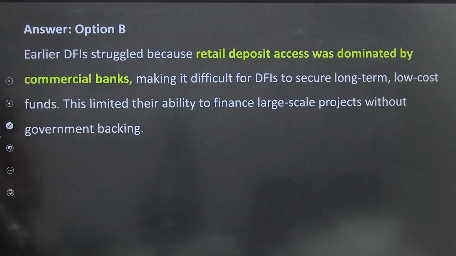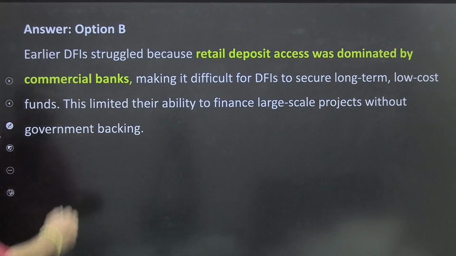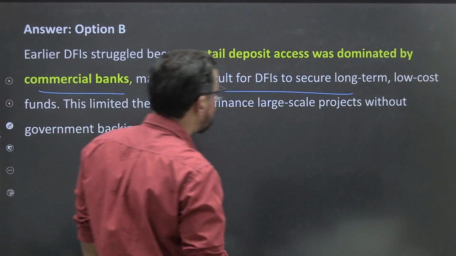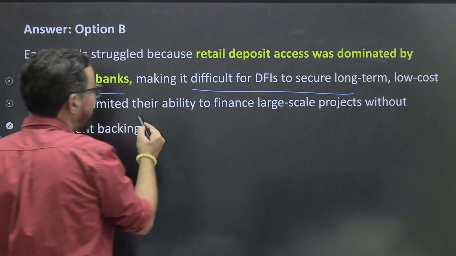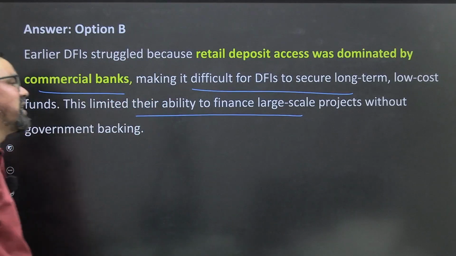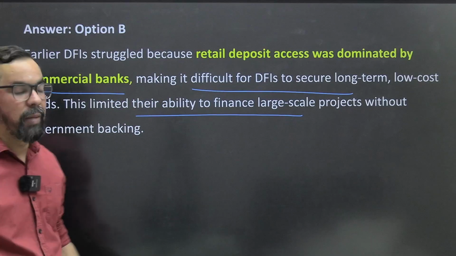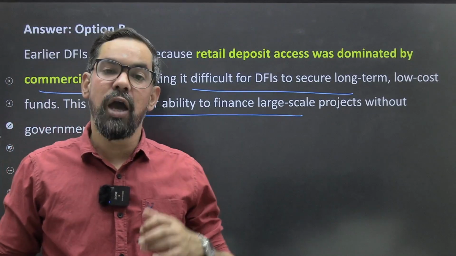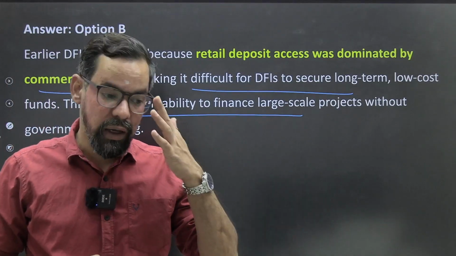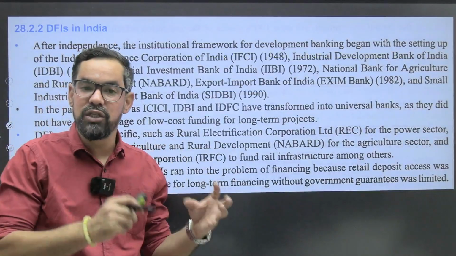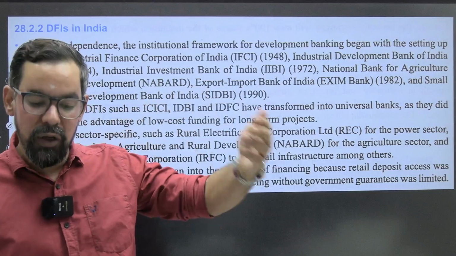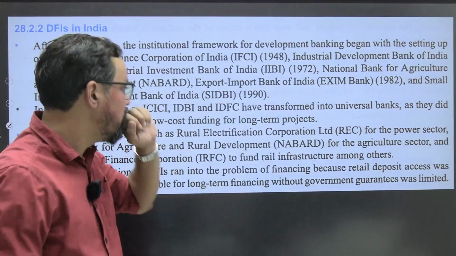So earlier DFIs struggled because retail deposit access was dominated by commercial banks, making it difficult for DFIs to secure long-term low-cost funds. That limited their ability to finance large-scale projects without government backing. Now, why have we mentioned earlier here? Now we have payment banks or small finance banks and all. So they have gained the trust of customers also, and nowadays customers are actively opening their accounts with these particular institutions also.